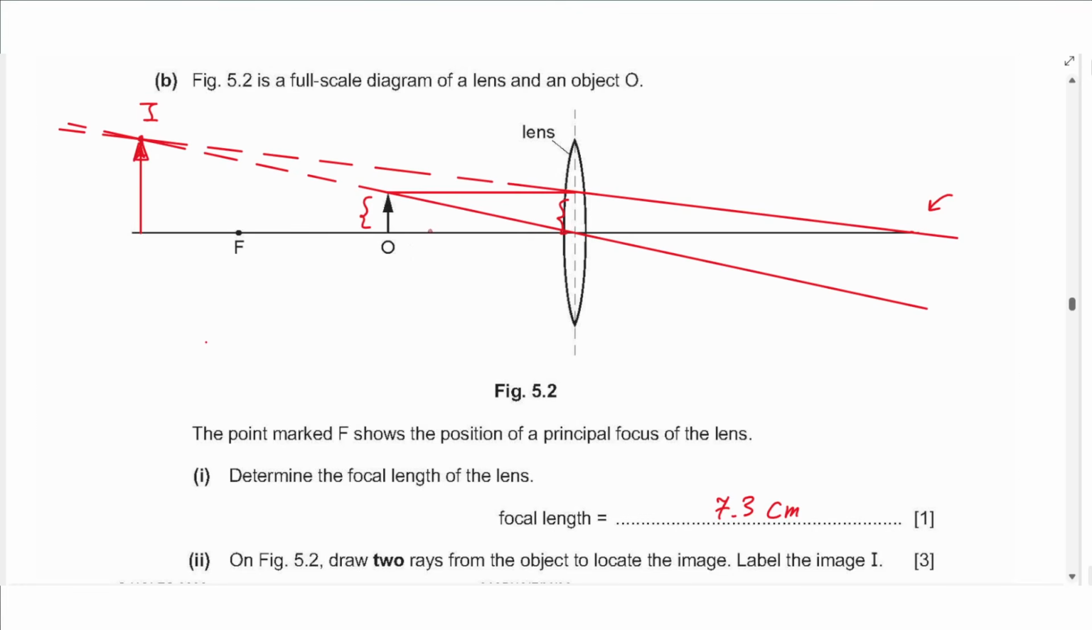Always when you create a virtual image using a convex lens, it creates an upright enlarged image, and you will always have to extend the rays backwards so you can get an intersection to form the image. And since it was required to label it I, we labeled it I. If the object was behind the focal point, you will expect the image to be at this part and there will be no extensions. The rays will intersect on their own.